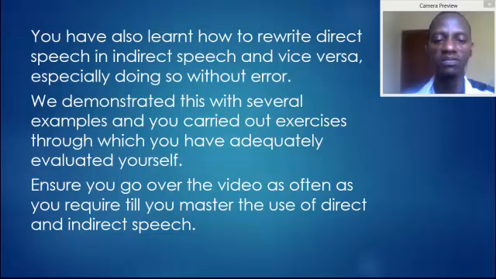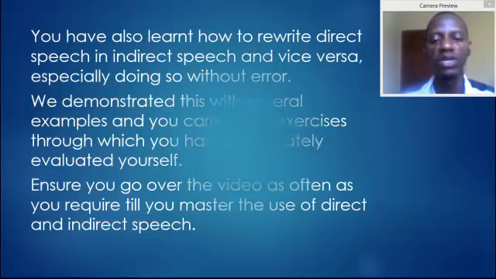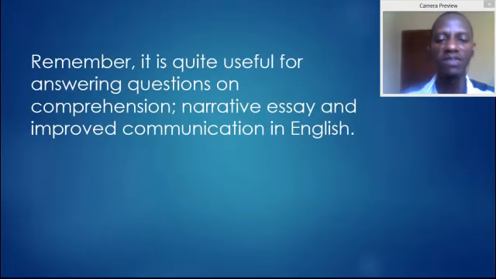And we demonstrated this with several examples, and you carried out exercises through which you have adequately evaluated yourself. Ensure you go over the video as often as you require till you master the use of direct and indirect speech. Remember, direct and indirect speech is quite useful for answering questions on comprehension, narrative essay, and of course improved communication in English.